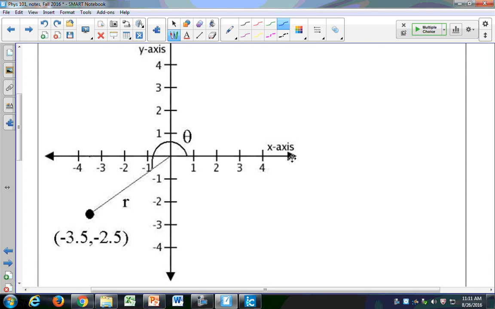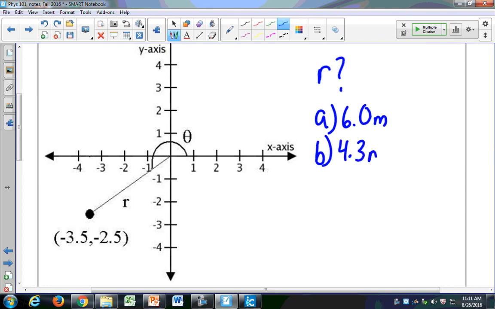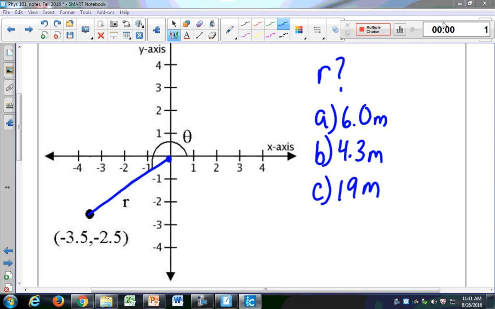So let's say on this one, I want you to tell me what is the value for R. Is it A, 6.0 meters? Is it B, 4.3 meters? Or is it C, 19 meters? What is the value for R? R is the distance from the origin to here. I'm going to go ahead and start the clicker on this. Go ahead and put in your answer. The second question I'm going to ask is what is theta? But you go ahead and find R. And I'm going to put the options for theta up here. And I'll start the clicker for that in just a second.